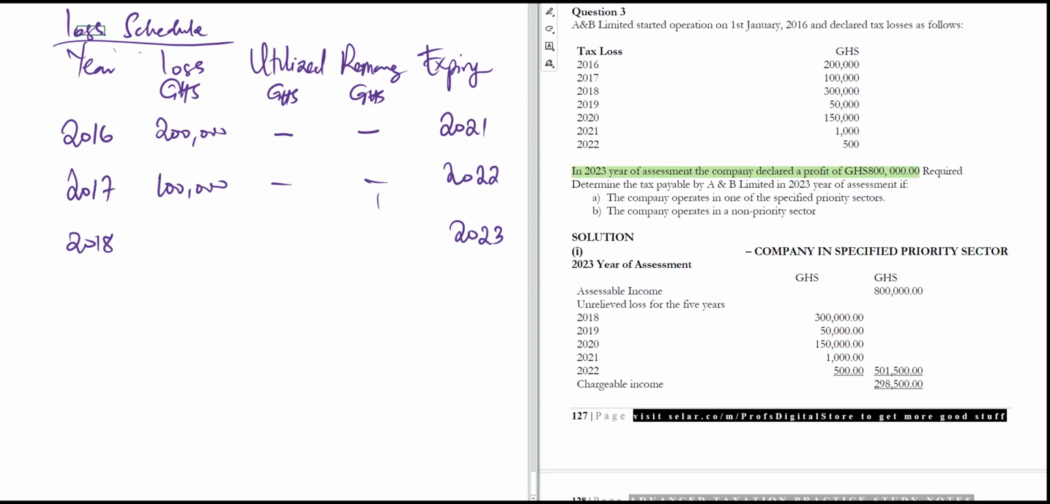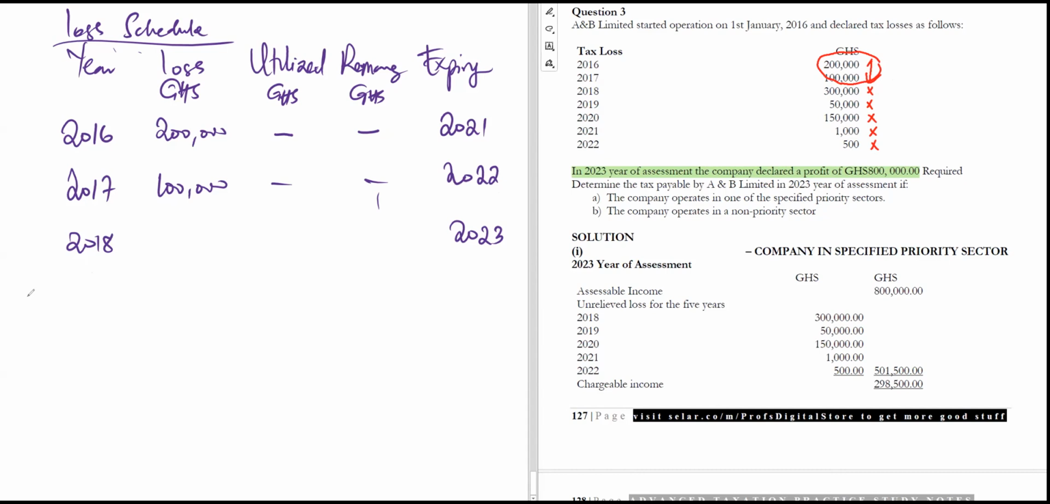So if you want to know when a loss expires, count from the previous 5 years. 1, 2, 3, 4, 5. That means anything before this has expired. Simple calculation. If you count the previous 5 years, anything before those 5 years has expired. So anything before 2018 has expired.